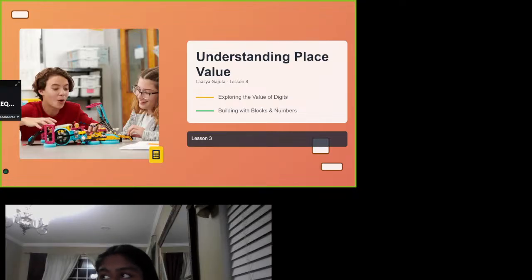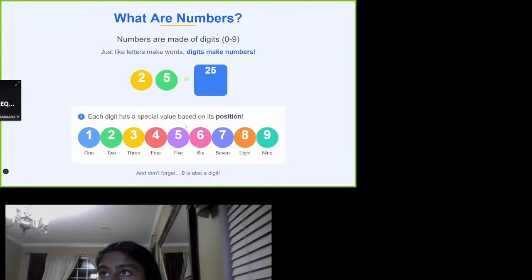Okay, so today we're going to be learning about place value and understanding place value. Numbers are made of digits from 0 to 9. Just like letters make words, digits make numbers, like 2 and 5 equals 25 when you put them together.